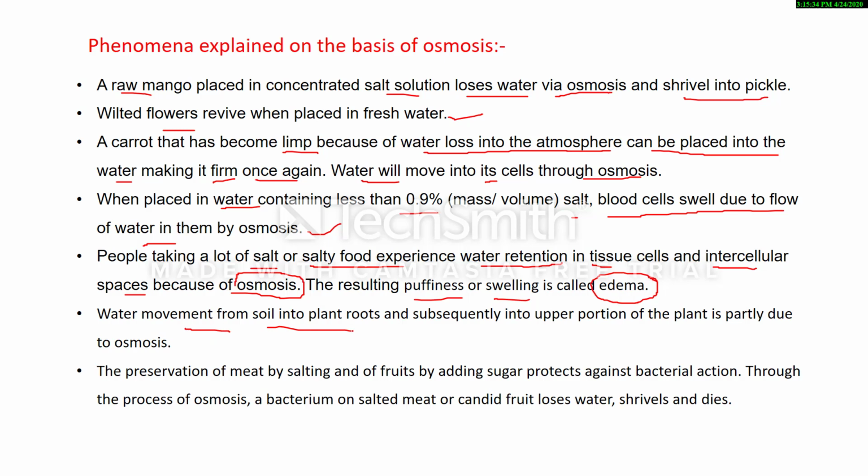Water movement from soil into plant roots and subsequently into the upper portion of the plant is partly due to osmosis. The preservation of meat by salting. It means if we mix salt into the meat, it will preserve. And of fruits by adding sugar, protects against bacterial action. Through the process of osmosis, bacteria on salted meat or candied fruit lose water, shrivel and die. So I think these phenomena which occur in our daily life can be explained on the basis of osmosis.